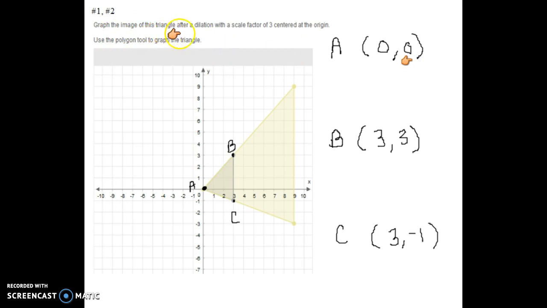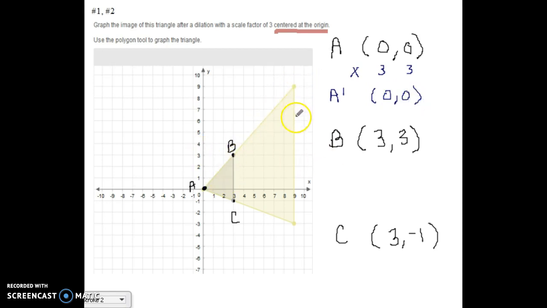Now, they want you to graph the triangle after a dilation with a scale factor of 3 centered at the origin. So that's important, centered at the origin. If it's centered at the origin, all you have to do is multiply the coordinates by the scale factor. So our new coordinates, if I look at point A at 0, 0, if I multiply the x and y coordinate by 3, that's going to give me my A prime. Anytime you multiply something by 0, you're going to get 0. So A prime is simply at 0, 0.